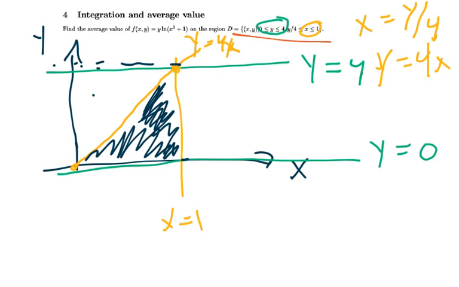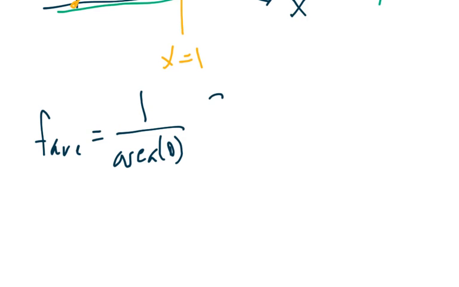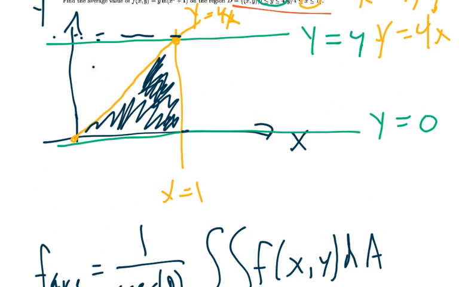Okay, so if you remember our definition for average, well, this is 1 over area of D, and then double integral over D of f of x, y, dA. Okay, so first I'm going to find the area of D.